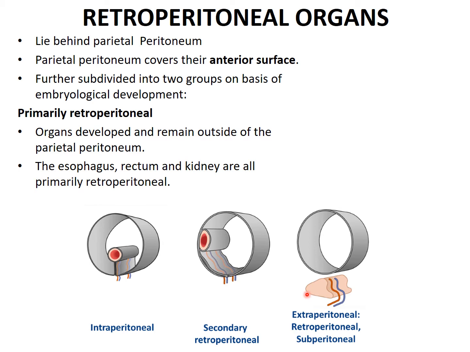with few exceptions, and such organs like kidney, suprarenal gland and testes are developing behind the peritoneum, so they are primarily retroperitoneal. Along with that, there are certain other organs like esophagus and rectum which also develop behind the peritoneum, so they are also primarily retroperitoneal organs.